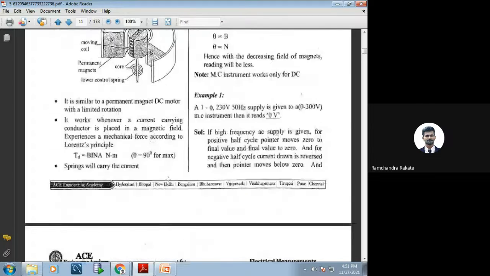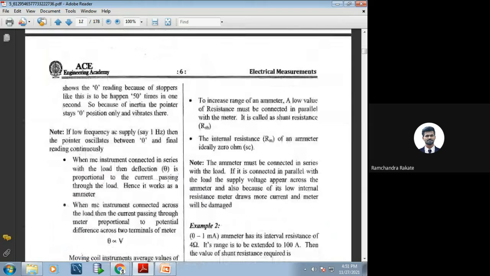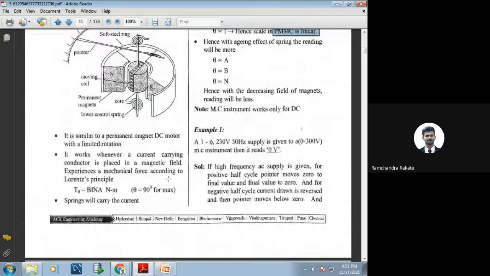Correct? Now let us solve one numerical based on this. The question is: a single phase 230 volt 50 hertz supply is given to a 0 to 300 volt moving coil instrument. Then it reads 0 volt. They are saying it will read 0 volt.